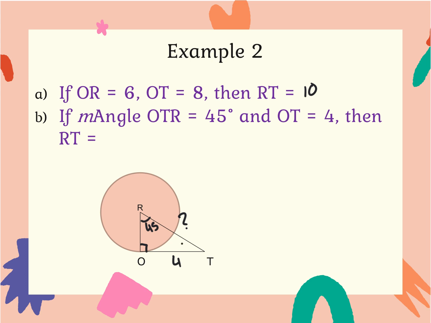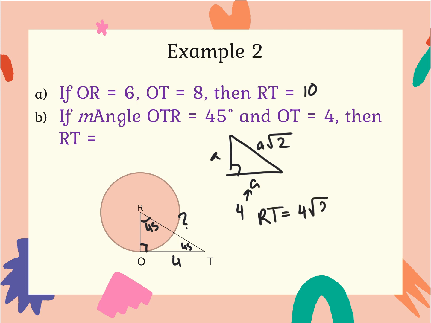So this is going to be a 45, 45, 90 degree, which is a special triangle. If you guys remember, the 45, 45, 90 is A root 2. So because we have one of the A's, which in this case they gave us right here, the 4, I can say RT is just going to be 4 root 2. That is one way you could do it.